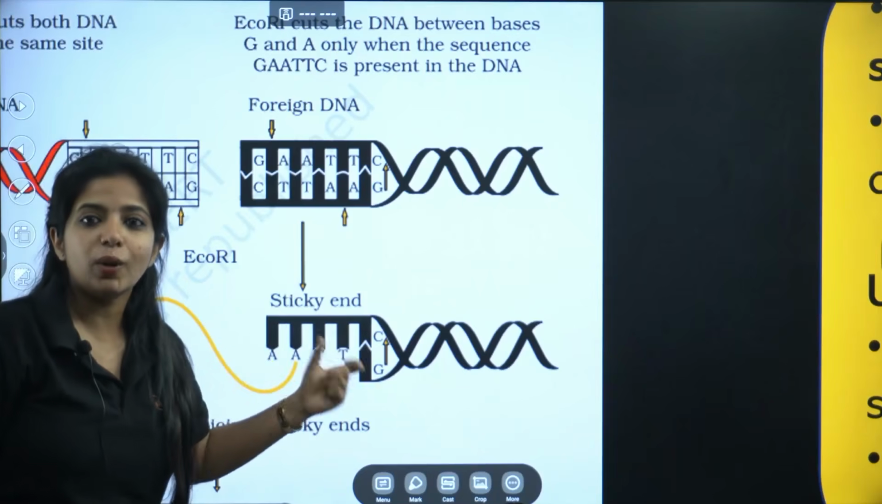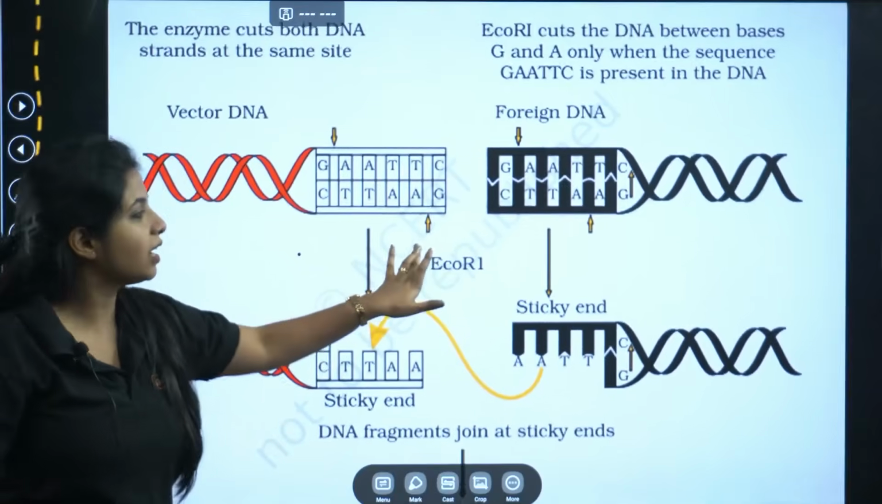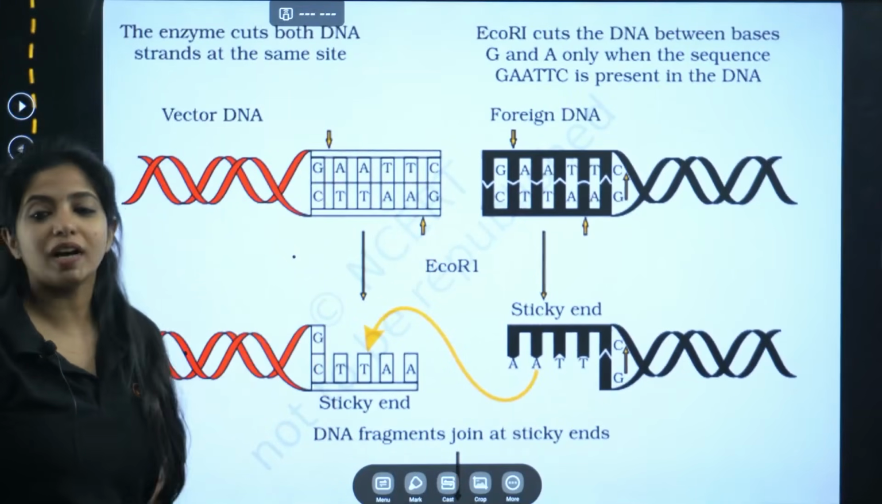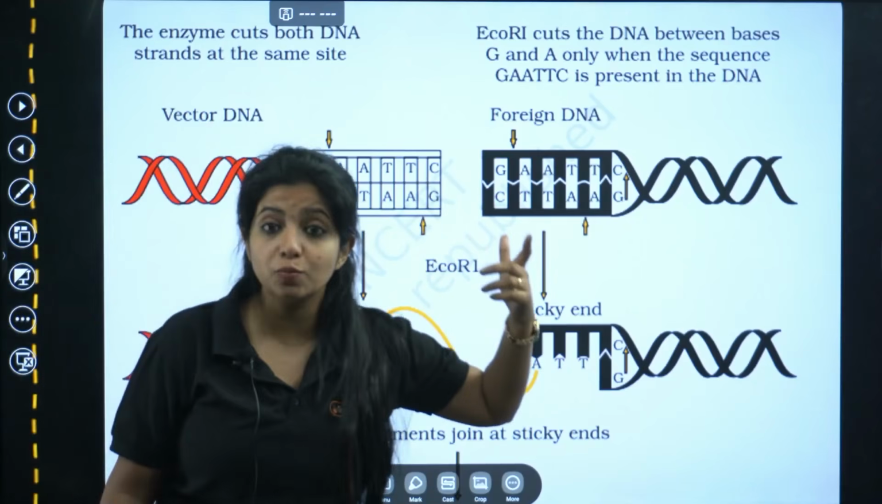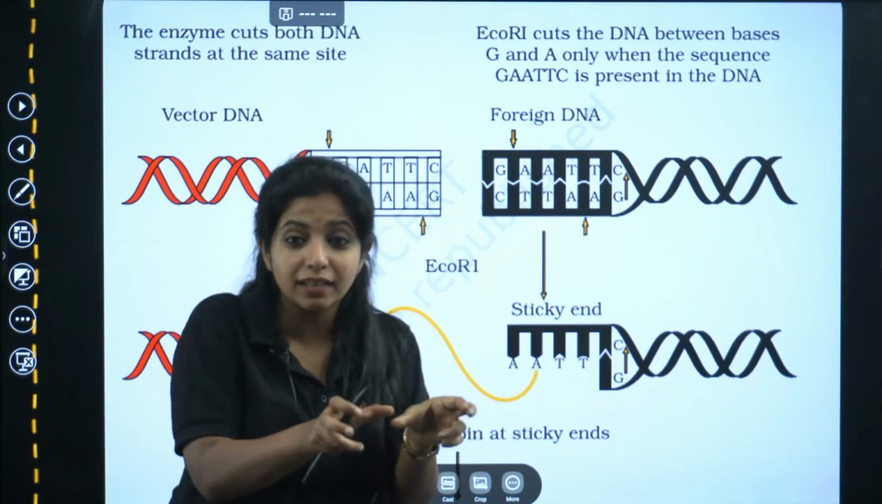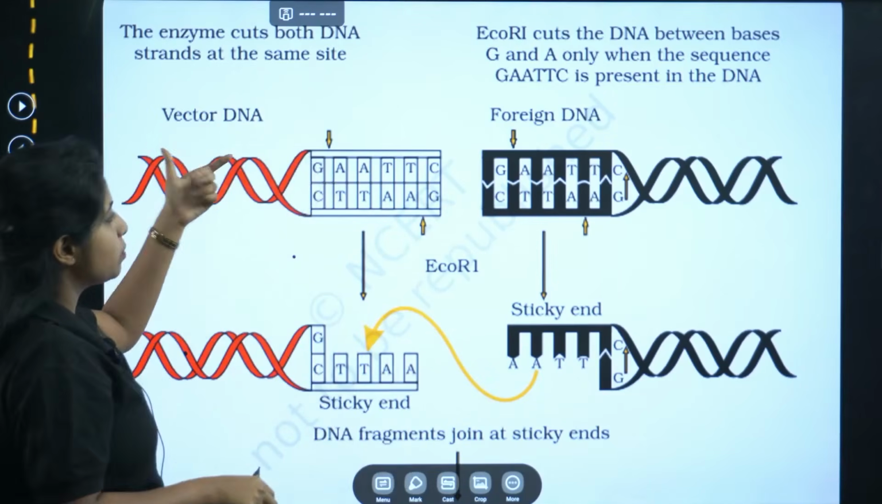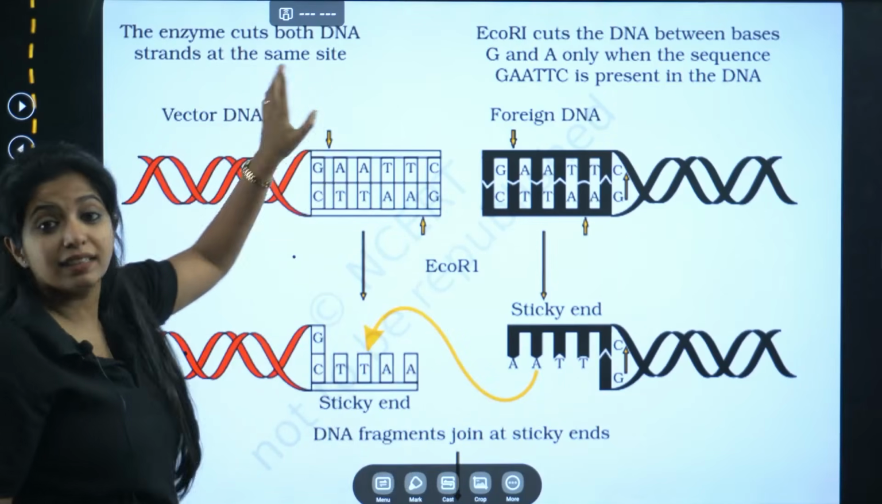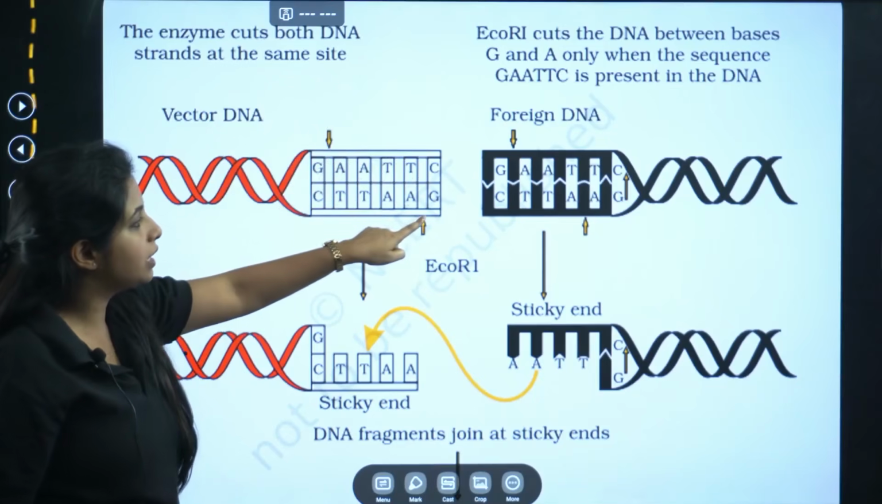Now what if I tell you I can give you the exact sequence? How will you get the exact sequence? If you cut with the same restriction enzyme. Over here the vector DNA, I'm talking about the plasmid, the plasmid where I'm going to put this foreign DNA. If I cut this plasmid with the enzyme EcoR1 itself, it will make a cut over here between G and A, here also between G and A.